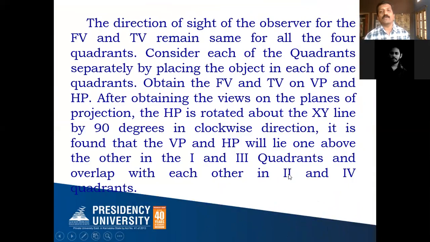And let me show you how to draw the front view and top view. So let me take them one by one. The first quadrant is this, correct? So this is the first quadrant. The observer is here. So it is some distance above HP and in front of VP. We can call it the first quadrant, correct?